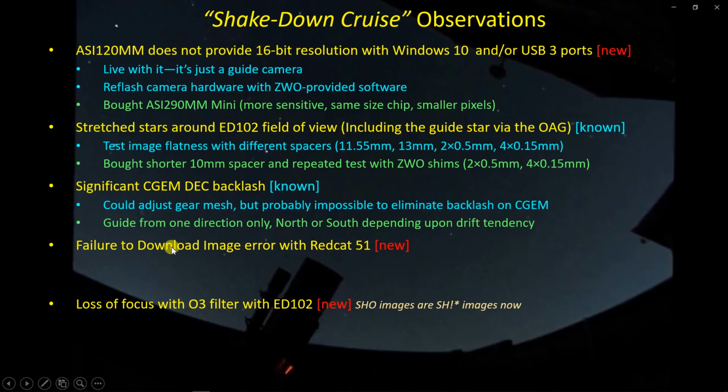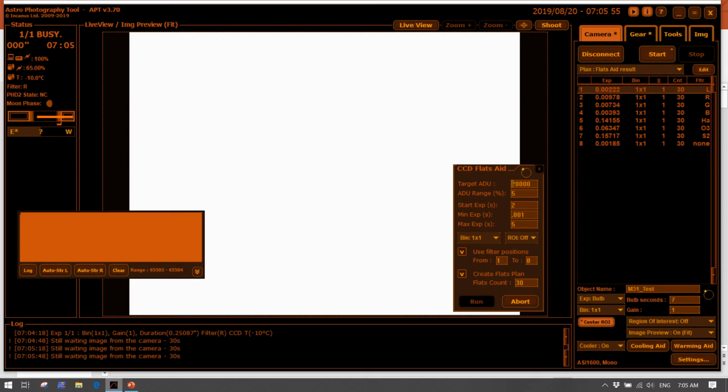Another issue that I encountered was a failure to download image error when the imaging camera was connected to the RedCat 51. Now, the telescope doesn't have anything to do with this error, but let me show you what that screen looks like. This happened several times during this extended imaging period. Now, this was the morning after the first night that it had happened, and I was going to take some sky flats for the imaging train.